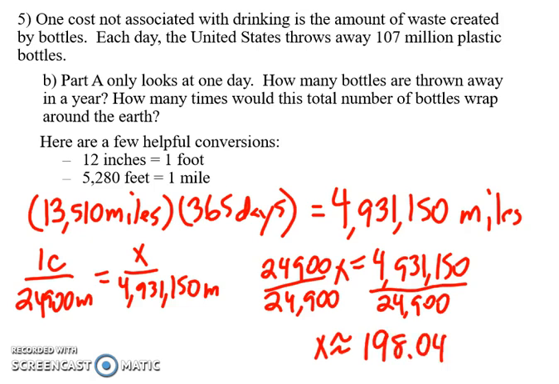So the amount of plastic bottles, just plastic bottles we use in the US, is around 198 times around the Earth that we can wrap it in 1 year. When you think about how long plastic bottles have been used and how much more prevalent they're becoming, you start to see why it's important that we find other ways to get our water beyond just these plastic bottles.